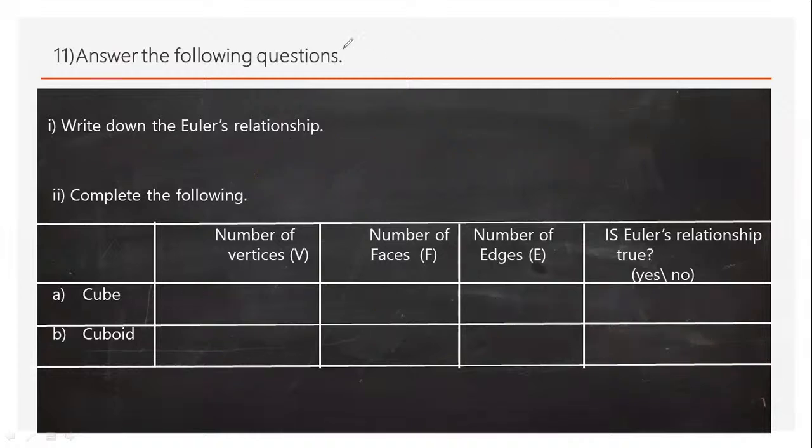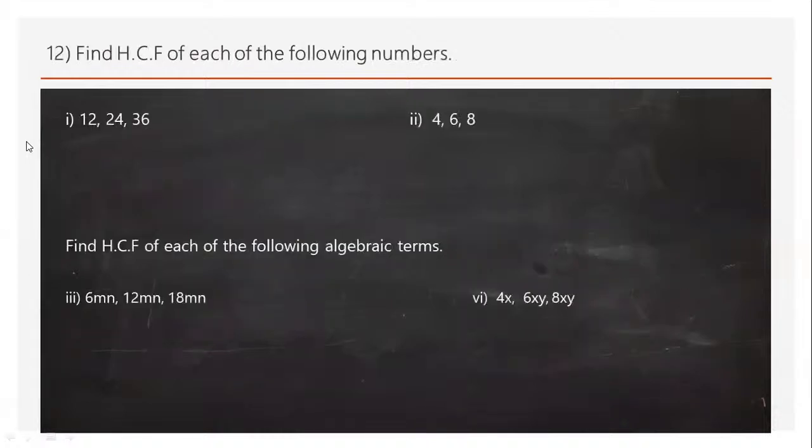Question number 12. Find the HCF of each of the following numbers. 12, 24, 36. Then you can write 12 as the product of prime numbers: 2 into 2 into 3. 2 times 2, 4 times 3, 12.